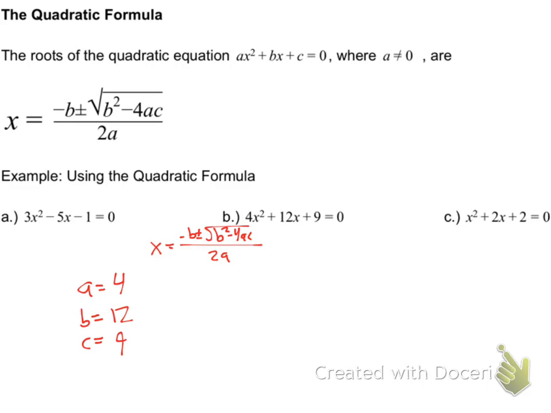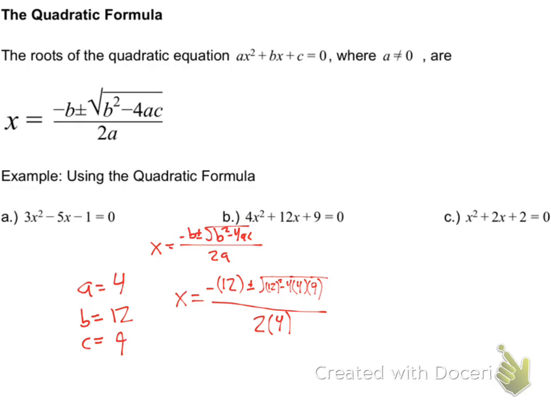B must be 12x. No, remember a, b, and c are the coefficients. Now start playing coach. X equals the opposite of what? 12 plus or minus the square root of 12 squared minus 4 times a times c, which is 4 times 9. Sorry, that's a little bit smaller on your screen there. All over 2 times 4.